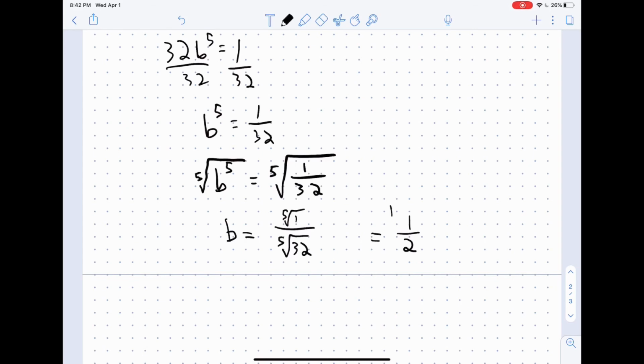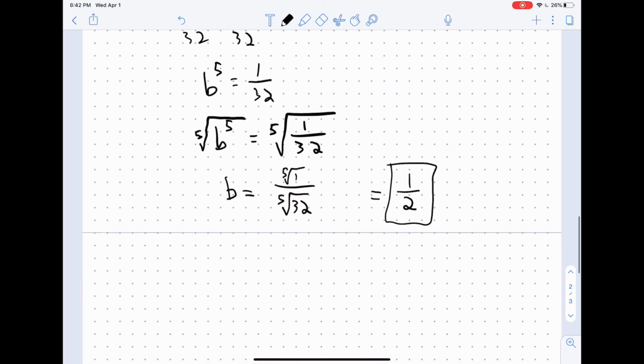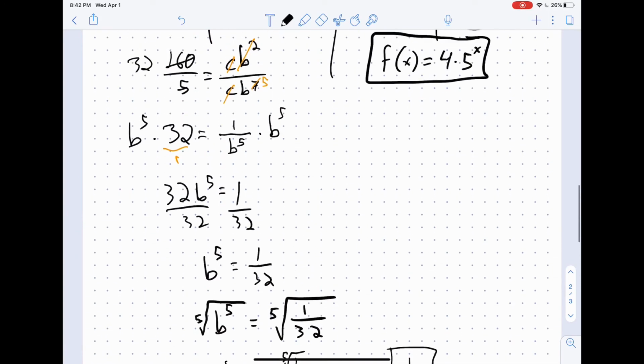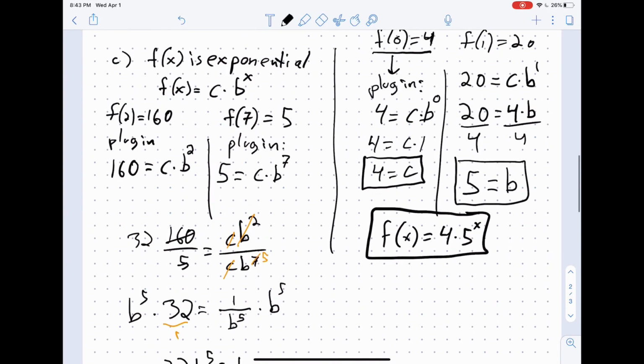In either case, if that sounded like nonsense coming out of my mouth, I apologize. In either case, we get an answer for b, which is b is 1/2. Okay, so we now know that our function that we're looking at, f of x equals c times b to the x, looks like f of x equals c times 1/2 to the x. And now what we do is we take either one of these equations and we replace b equal 1/2 in that equation. That's what's going to allow us to find c.